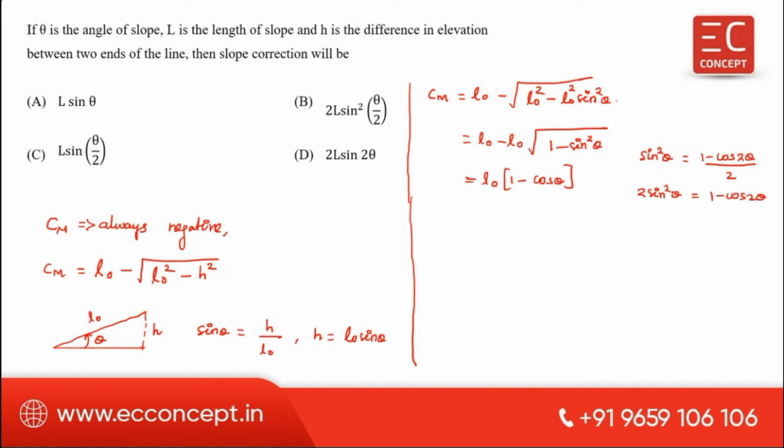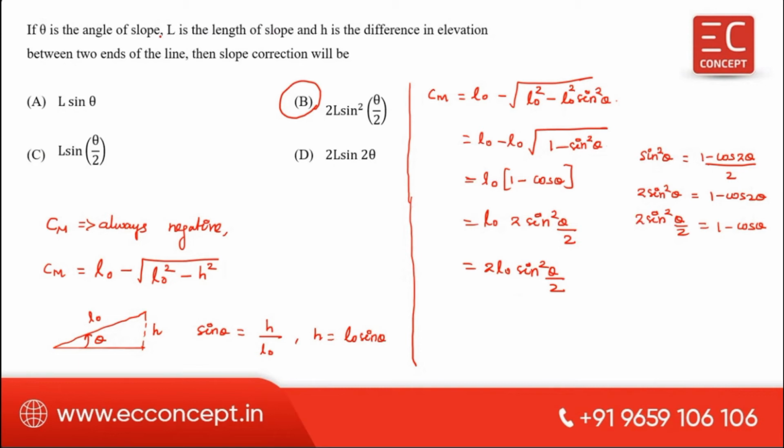So in place of theta, I have to put theta by 2: 2 sine square theta by 2 is equal to 1 minus cos theta. Then here you can substitute 1 minus cos theta with this: L naught into 2 sine square theta by 2. So it is equal to 2 L naught sine square theta by 2. So the answer is 2 L naught sine square theta by 2.